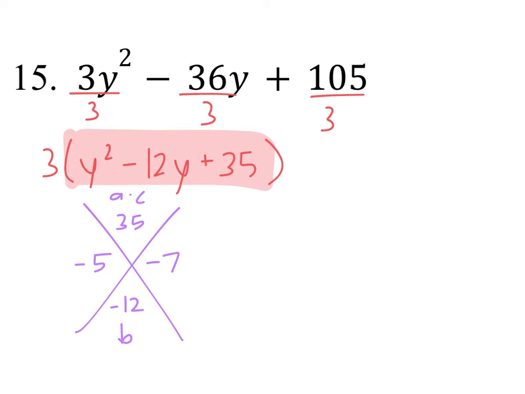So I'm going to go ahead and replace those. I still have that 3 on the outside. My variable this time is y. And then my other terms I get from looking in my cross product sum table, negative 5, negative 7. And that would be your final answer.